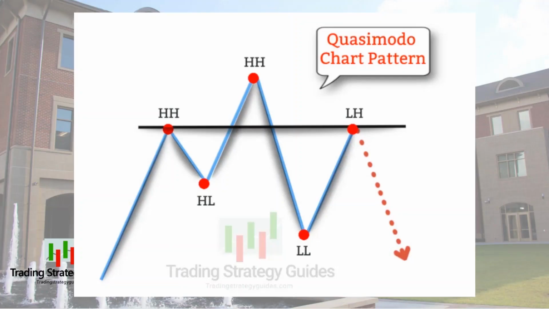The Quasimodo is a reversal trading pattern that appears at the end of an uptrend. The Quasimodo pattern has 3 peaks and 2 valleys. The first is the middle peak is the highest, while the 2 outside peaks are of similar height. And secondly, the second valley is lower than the first one. Some people might call this the over-under chart pattern, but I think I like the name Quasimodo myself.